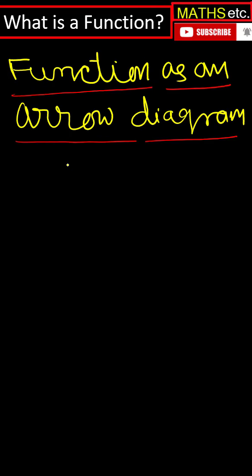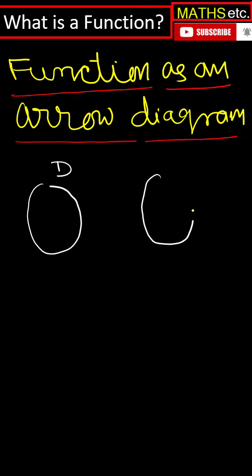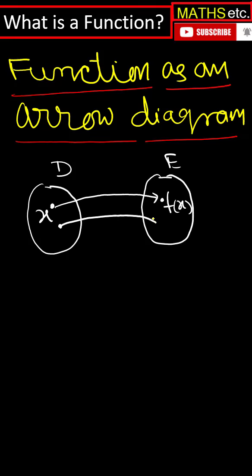A function can be pictured as an arrow diagram. So this represents set D and this represents set E. Each arrow associates an element in set D to a unique element in set E. It is perfectly okay that two different elements of D are mapped to the same element in E. It is also okay that an element in E is not associated with any element in set D. But the definition of a function does not allow a single element in D to be mapped to two different elements in set E.